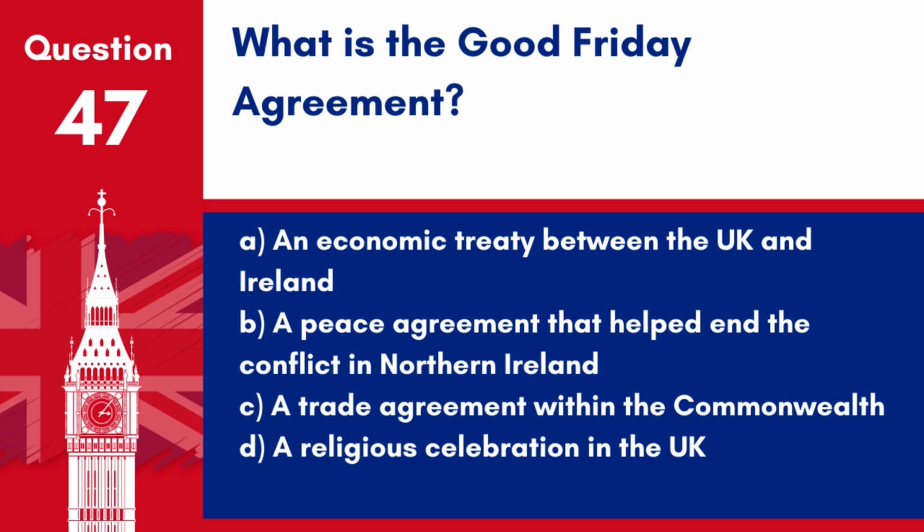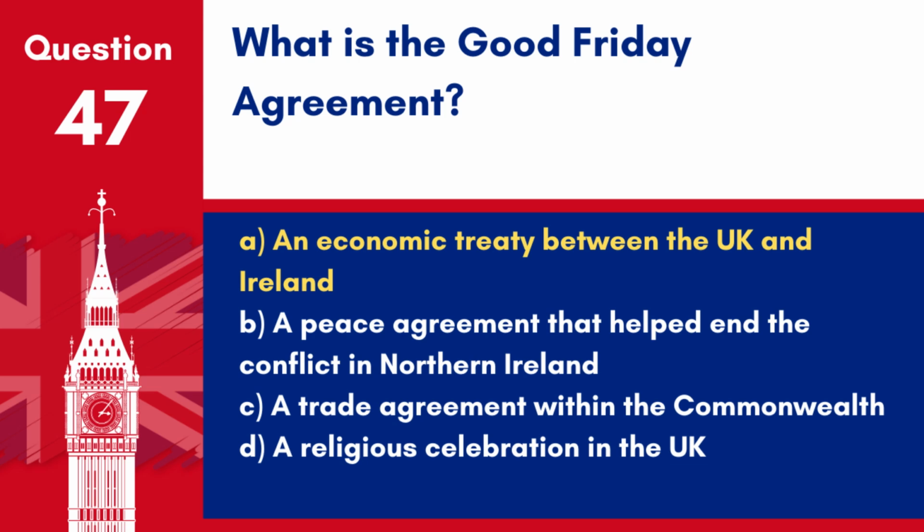A. An economic treaty between the UK and Ireland. B. A peace agreement that helped end the conflict in Northern Ireland. C. A trade agreement within the Commonwealth. D. A religious celebration in the UK. Answer B. A peace agreement that helped end the conflict in Northern Ireland.